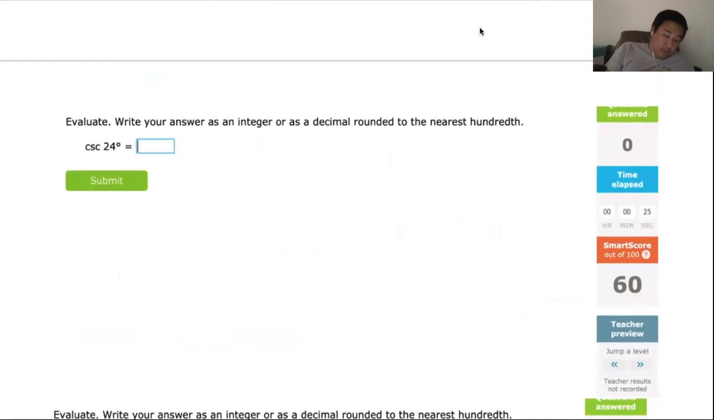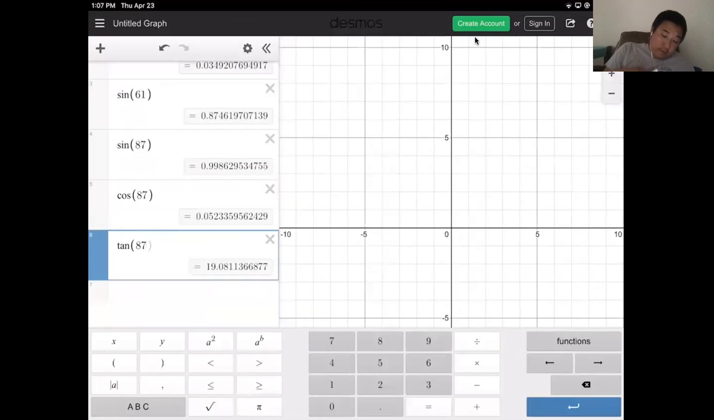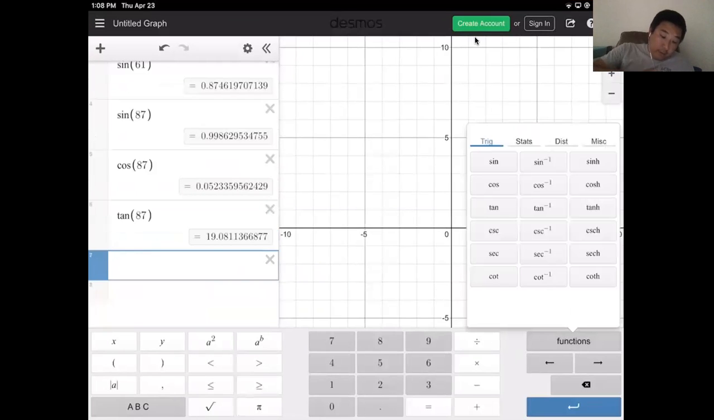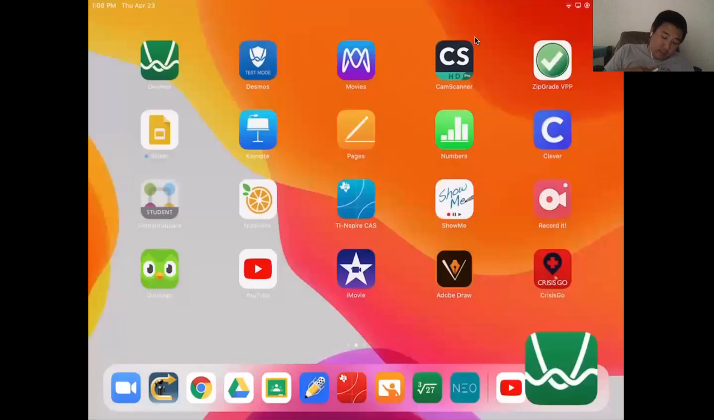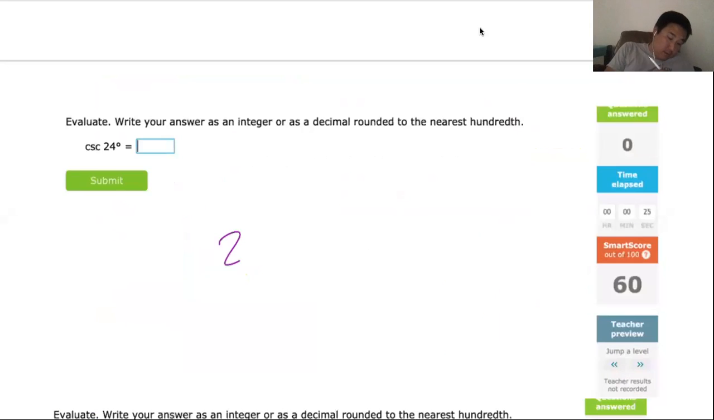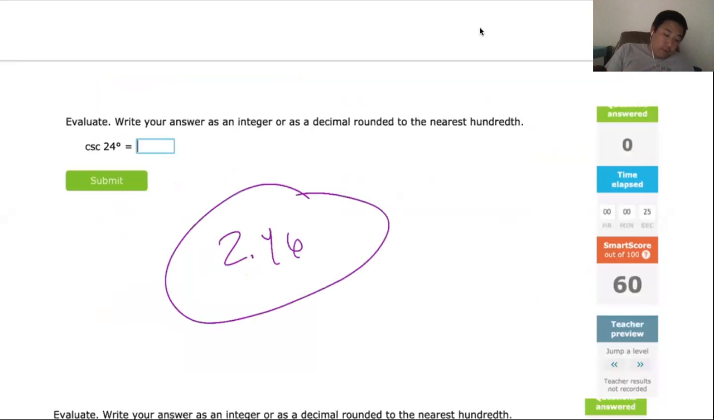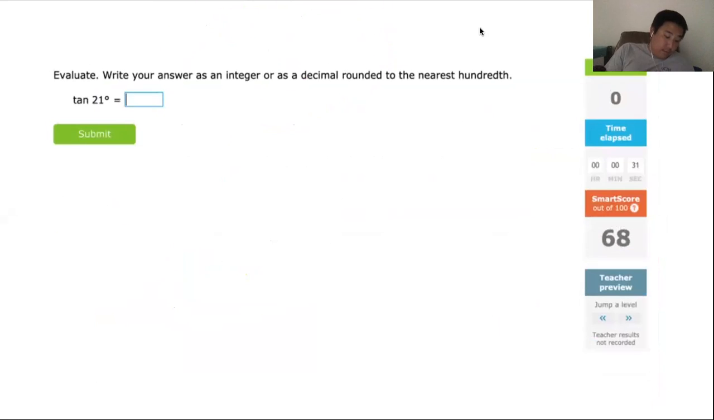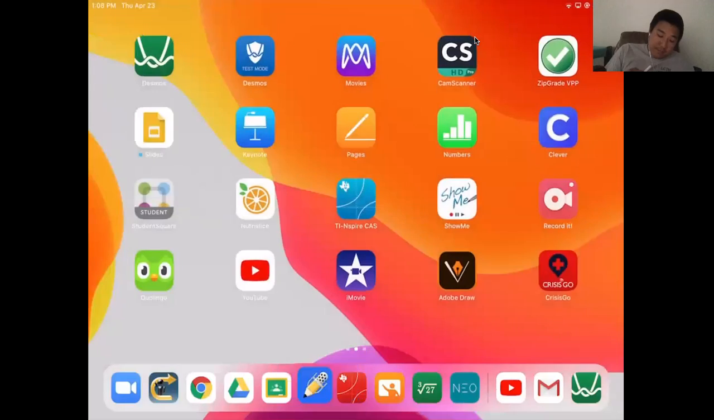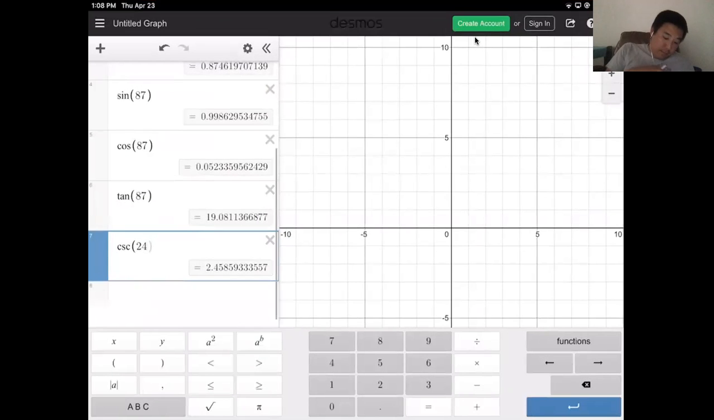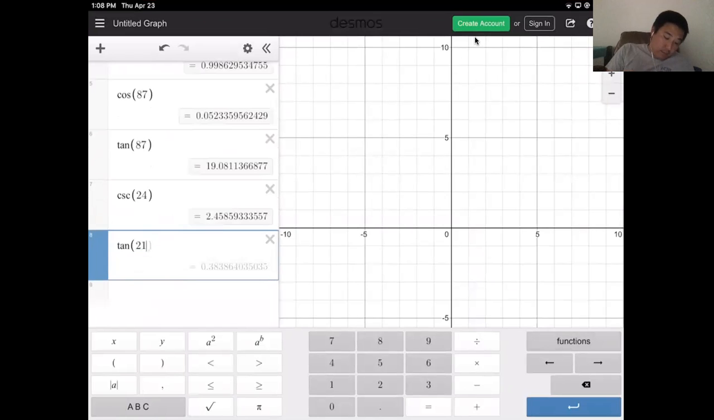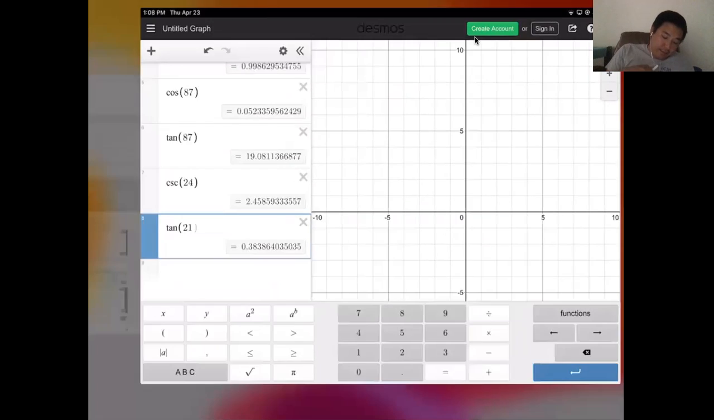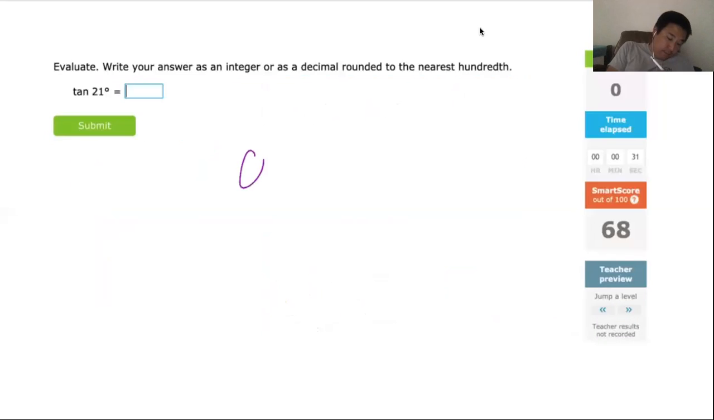Cosecant of 24. Here we're going to go to functions, cosecant 24, 2.46. Be careful about rounding. And then 0.38. Maybe write this, that'll be okay as well.